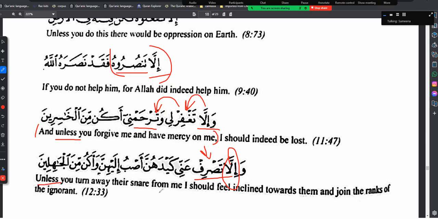Unless you turn away their snare from me, this is the shart part, I should feel inclined towards them and join the ranks of the ignorant. Wa illa tasrif anni kaidahunna, this is the shart part. And asbu ilayhinna wa akum min al jahilin is the jawab shart.